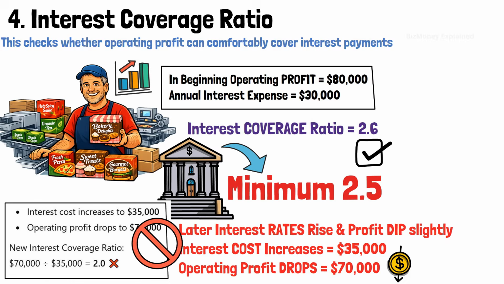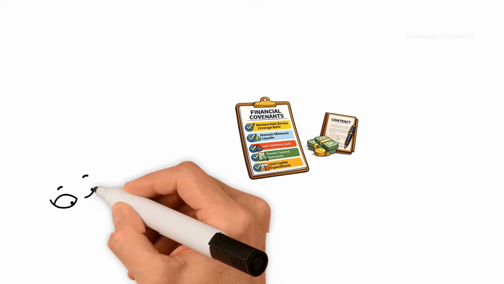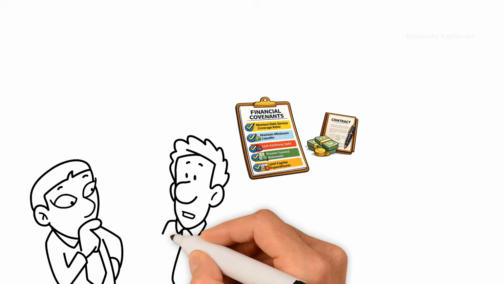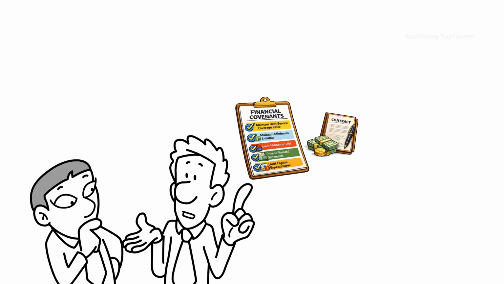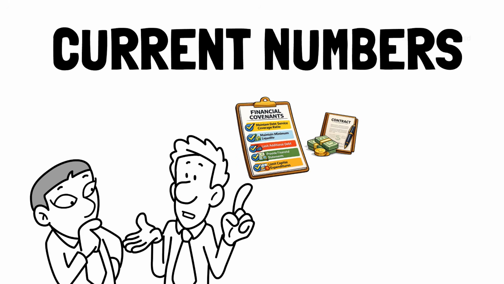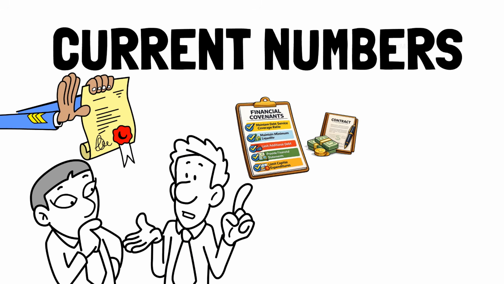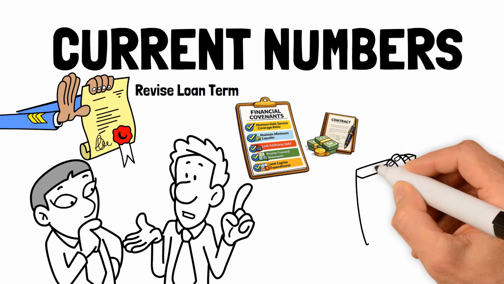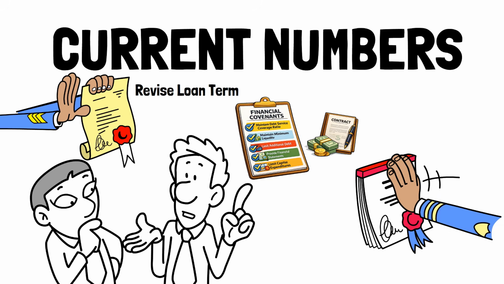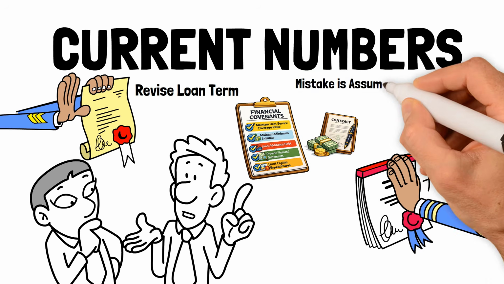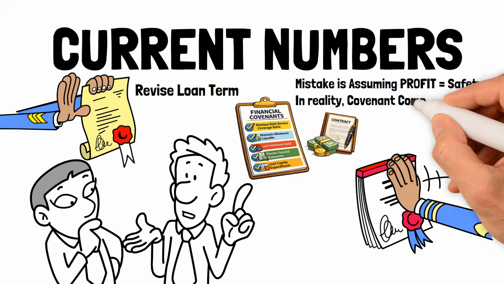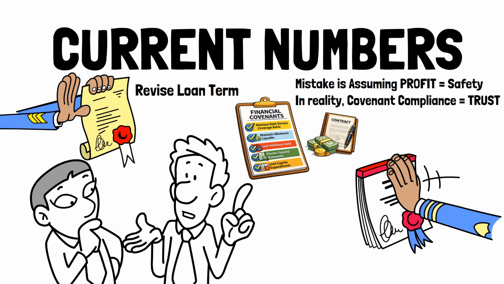Here is the key learning. Financial covenants do not care about emotions, effort, or future promises. They only care about current numbers. When one or more covenants are breached, the bank may issue a warning, restrict further borrowing, demand corrective action, or even revise loan terms. This is why many beginners feel shocked when banks suddenly act strict. The mistake is assuming profit equals safety. In reality, covenant compliance equals trust.